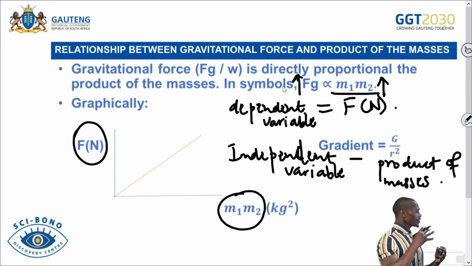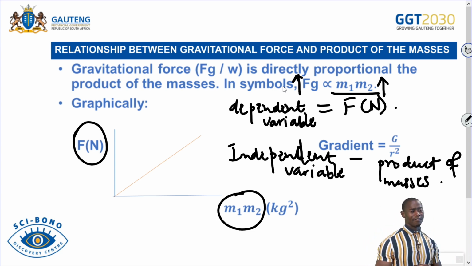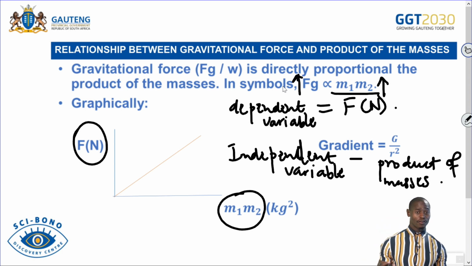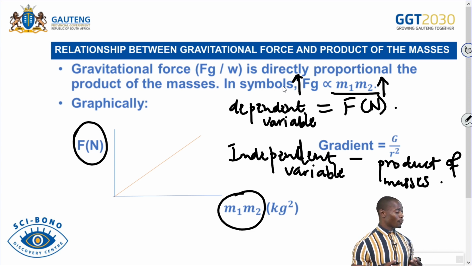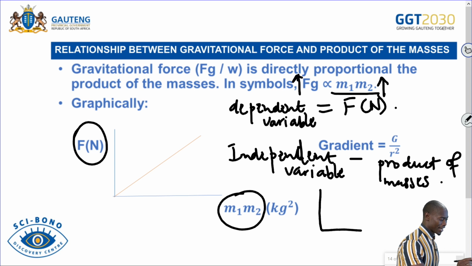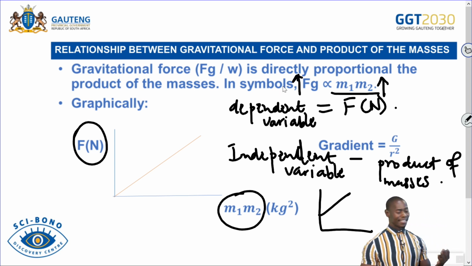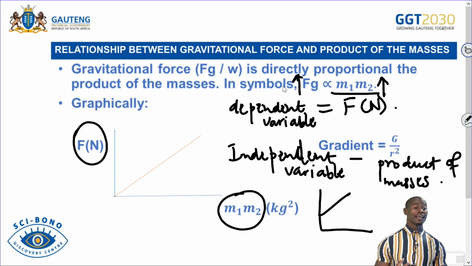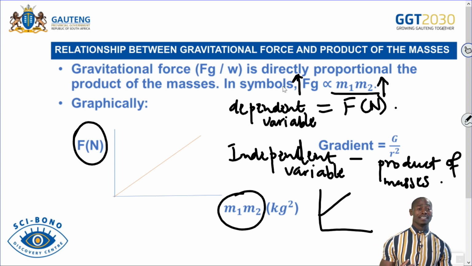The relationship we can see from the graph is that F is directly proportional to the product of the masses. You can see your graph is a straight line starting from the origin. So I hope you now know the meaning of directly proportional. If you have a graph that is a straight line but does not start from the origin, you can't say the dependent variable is directly proportional to the independent variable.